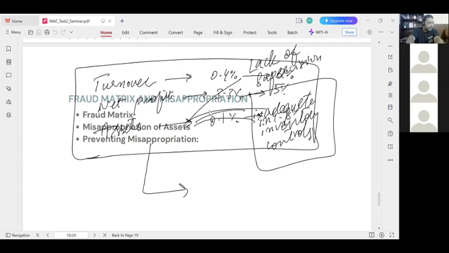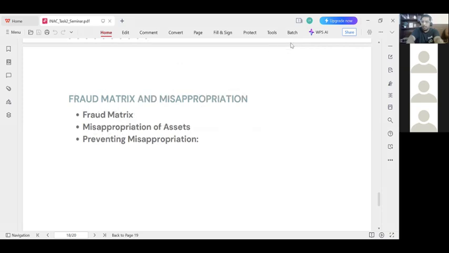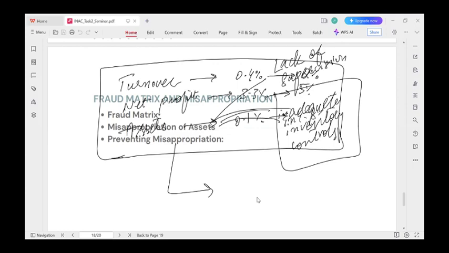Can you guys see what I'm writing on screen? Or is it messed up? It's all messed up. Okay.